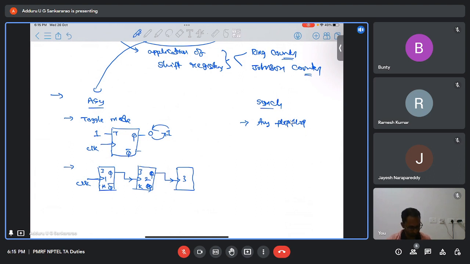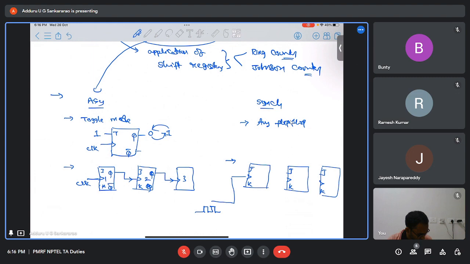I think these things anyway you have studied, I'm just revising. And in a synchronous counter, let us say a 3-bit synchronous counter, we are using three flip-flops, some J, K, with a clock input each. Let's say this is the clock.